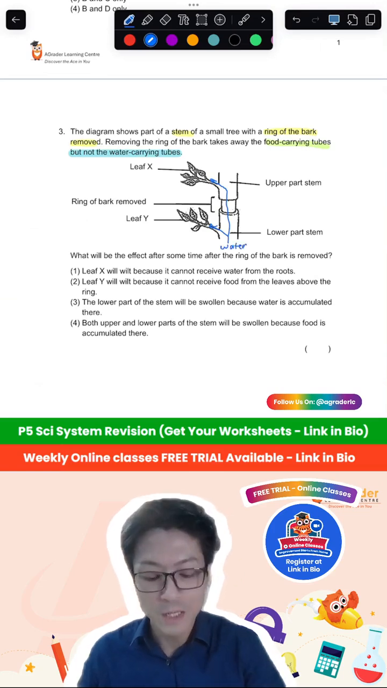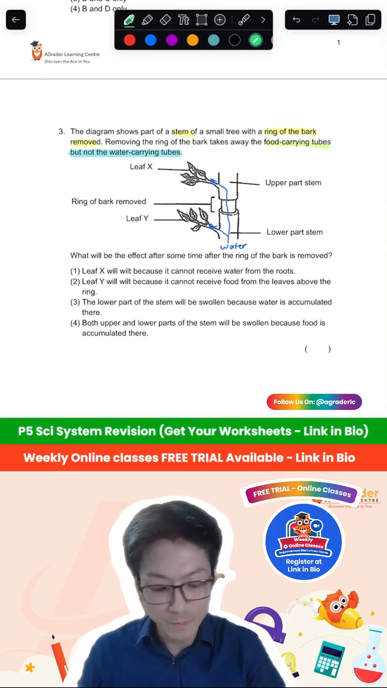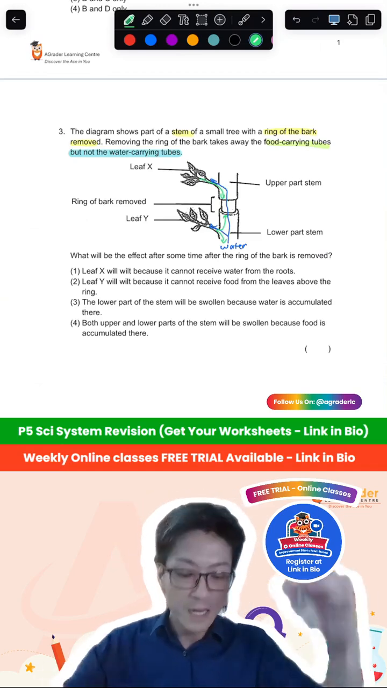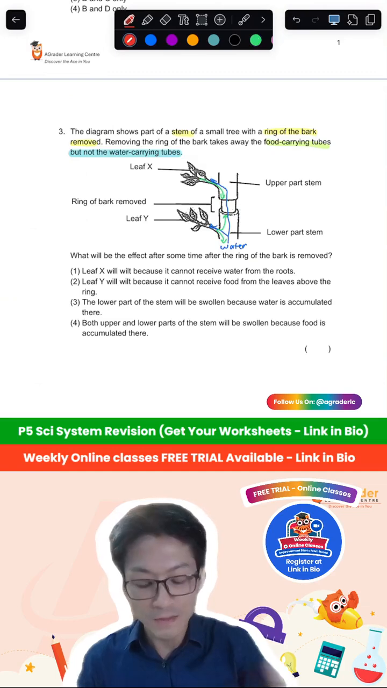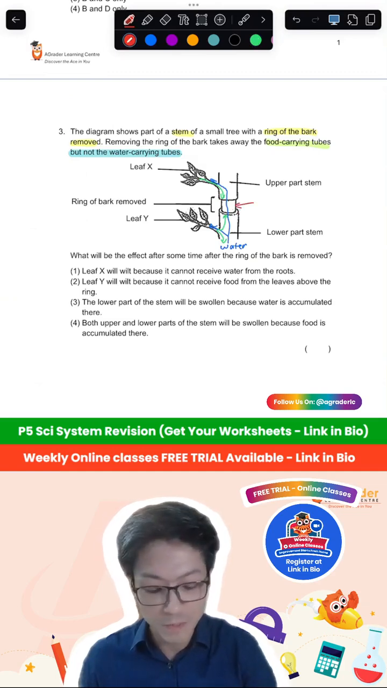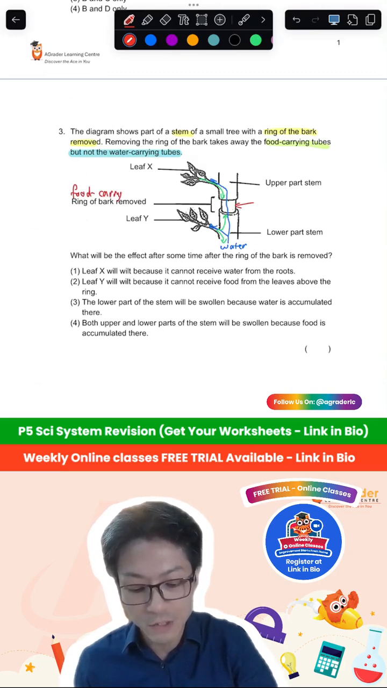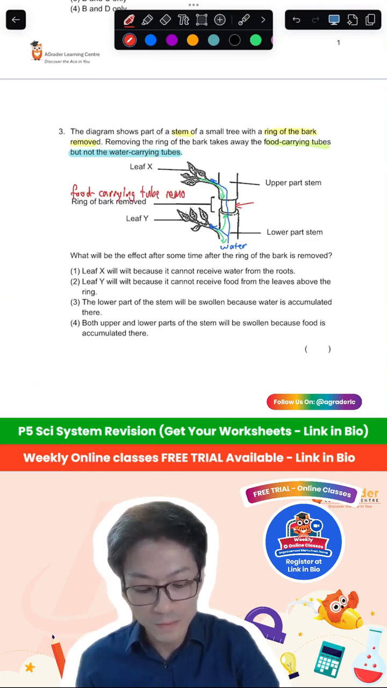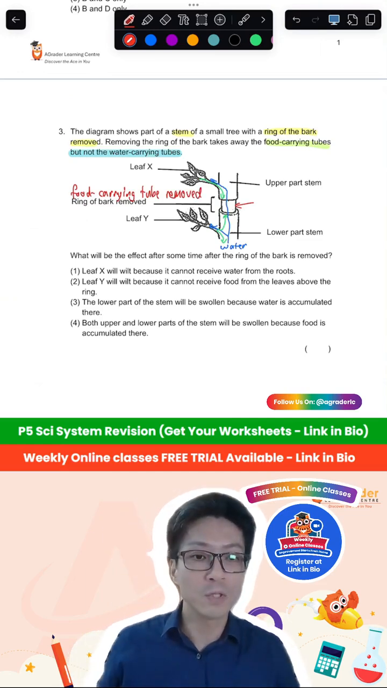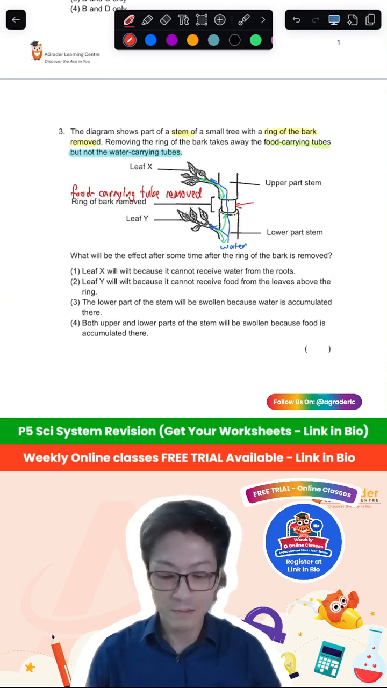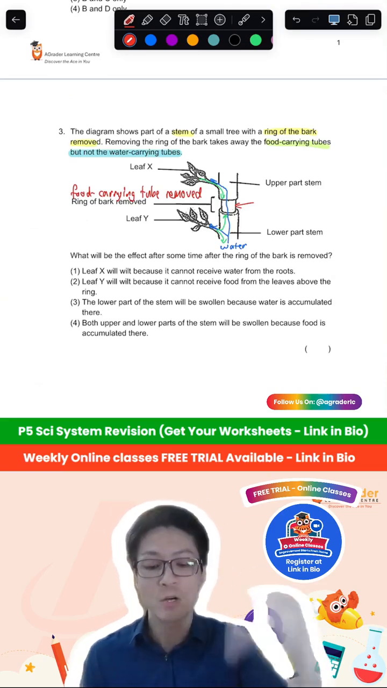No problem. But for food, the food that is made by the leaf is going to be stuck here, and the food that is made by this leaf cannot transport down. It's going to be stuck here also. It's not going to go past this part here because the food carrying tube is removed. The water carrying tube is still present. Once you're clear, then let's proceed with the question.